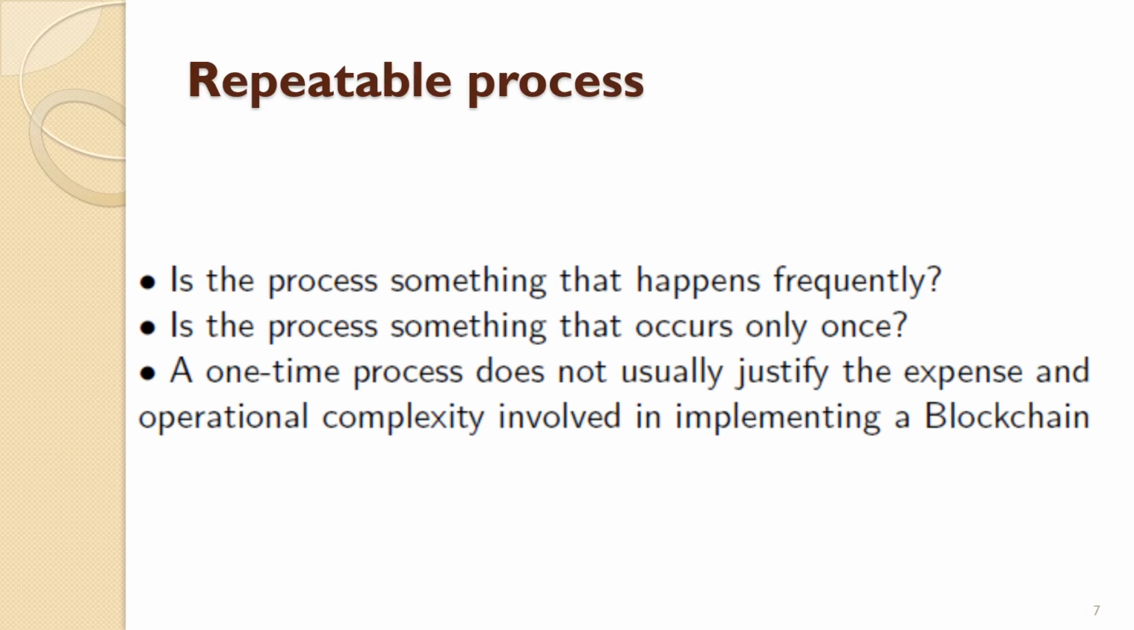So if you're using this Oxford Blockchain Strategy Framework to decide if a blockchain is needed and the automation criterion is satisfied, the next test is to ask, is this a repeatable process? Essentially what this is asking is, does the thing happen often enough for you to bother building a blockchain solution to fix it? Is the process something that happens frequently, or is it something that occurs just once?